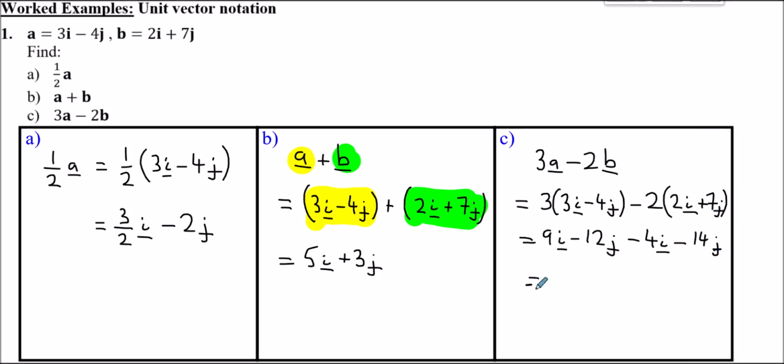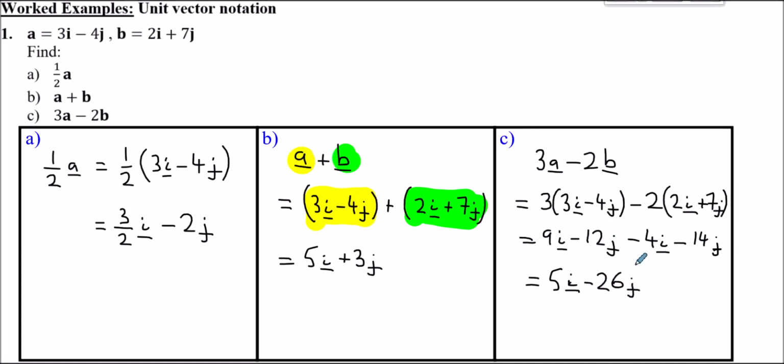Now collect like terms, collecting i components. 9i minus 4i gives us 5i. Then minus 12j minus 14j gives us overall minus 26j.